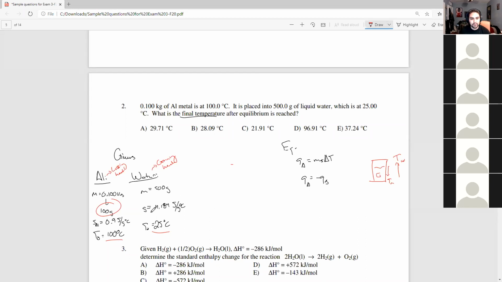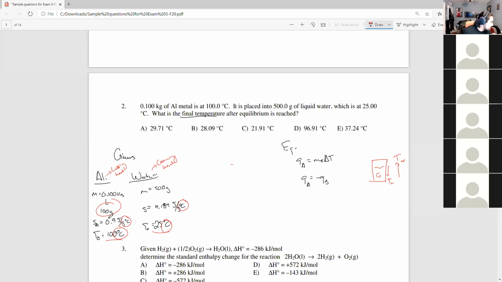Are you guys sure we have to convert to Kelvin here? We're not going to do that, because we're working with a change in temperature, because we have a delta. Our specific heat is in degrees Celsius, so we don't need to change our temperature.